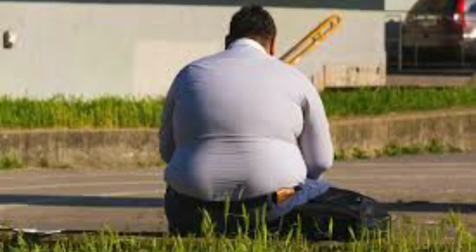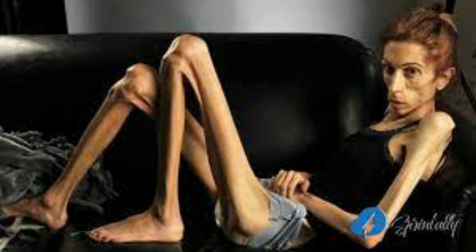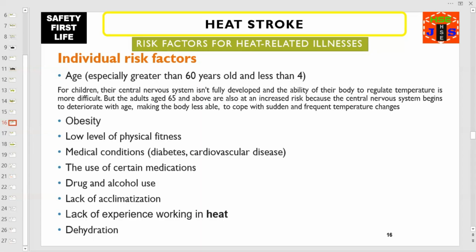Number 2, obesity. Number 3, low level of physical fitness. Number 4, medical conditions like diabetes, cardiovascular disease, etc. Number 5, the use of certain medication. Number 6, drug and alcohol use. Number 7, lack of acclimatization. Number 8, lack of experience working in the heat. And number 9, dehydration.